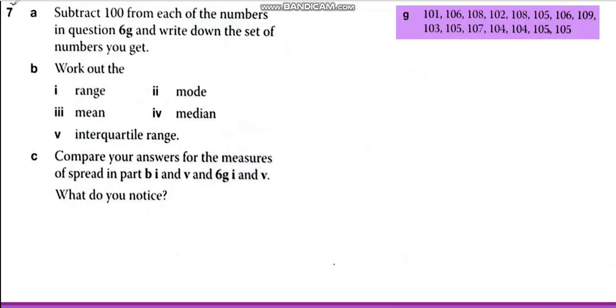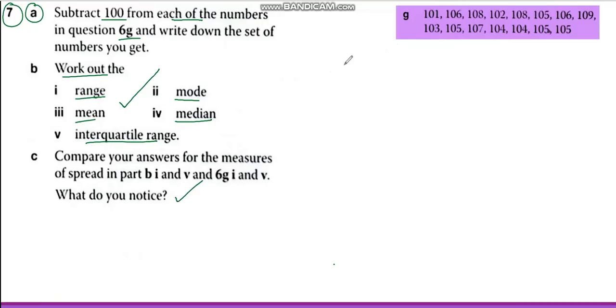In question number 7, they again want us to work out the range, mode, mean, median, and interquartile range. But first, we need to subtract 100 from each of the numbers in question number 6, part G. So I have mentioned part G over there. We just need to subtract 100 from each number, and we will get another data set, and we will work out these things. And then we can also compare with other parts.